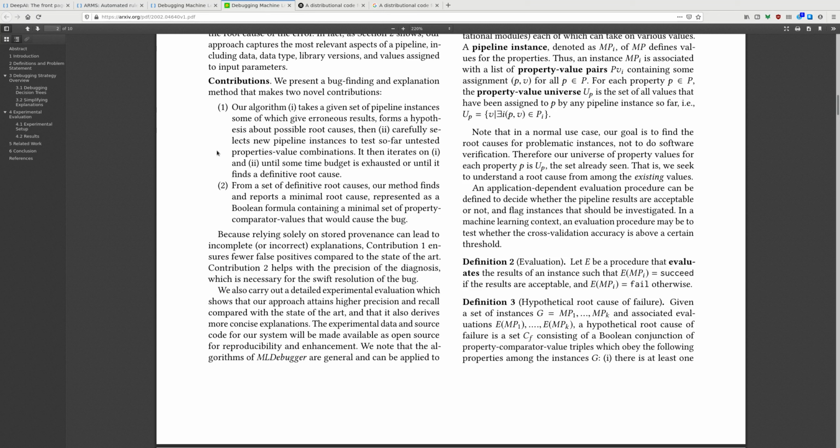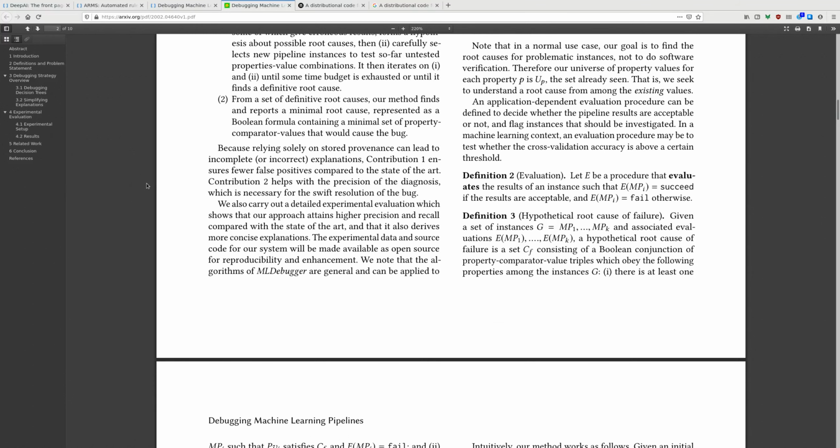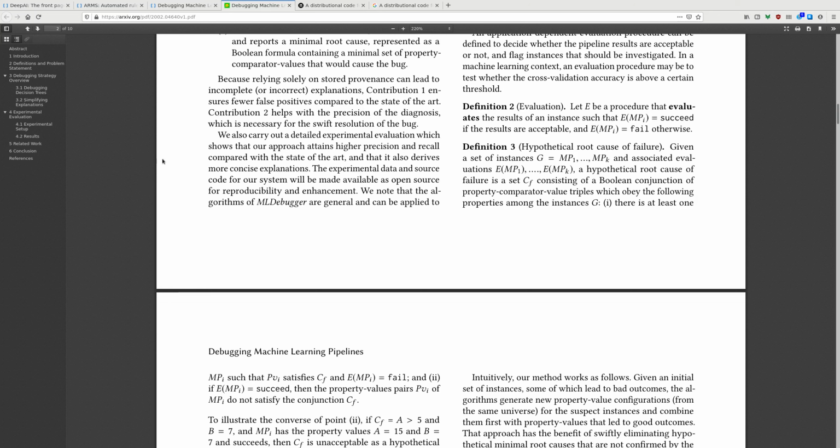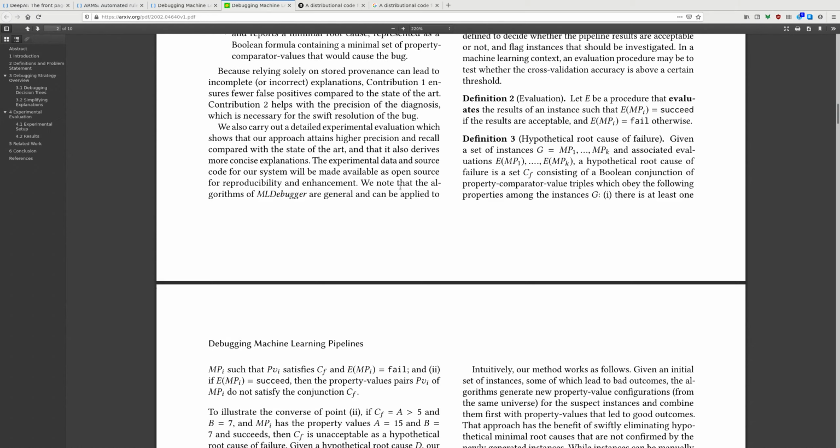Because relying solely on the stored provenance can lead to incomplete or incorrect explanations, contribution 1 ensures fewer false positives compared to the state of the art. Contribution 2 helps with the precision of the diagnosis. We also carry out a detailed experimental evaluation, which shows that our approach entails higher precision and recall compared with the state of the art, and also derives more concise explanations.